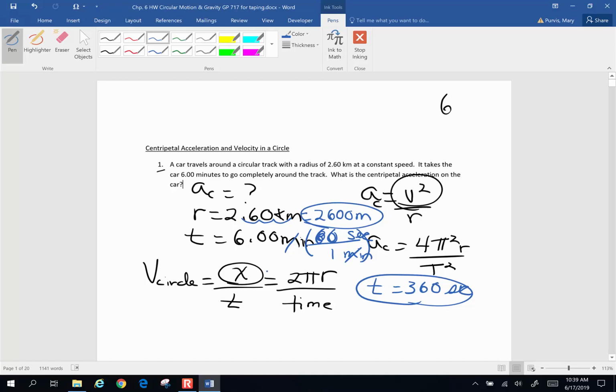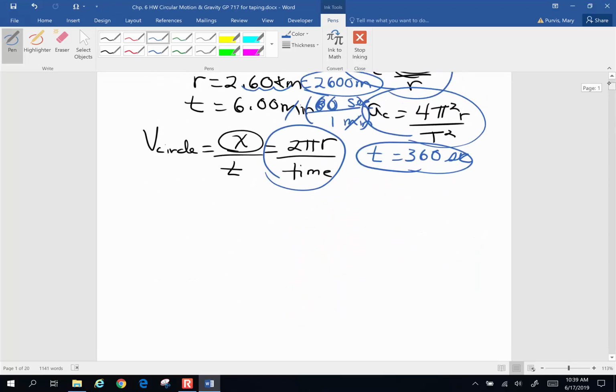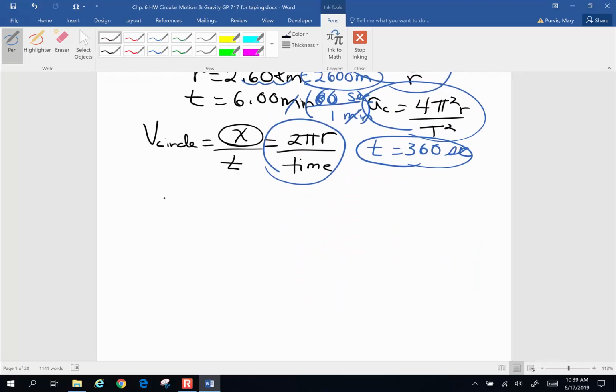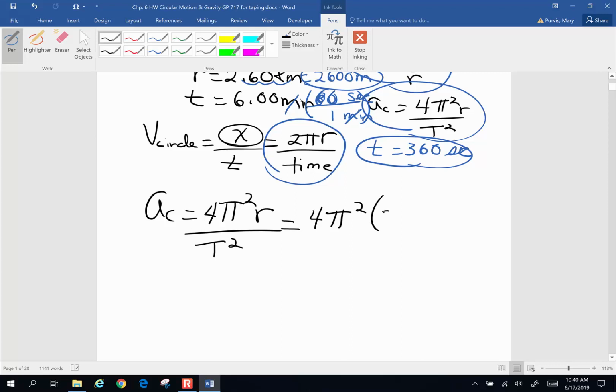Well, if I go through the juxtapositions of calculating velocity and squaring it and putting it in this equation, that's going to give me something that looks a lot like this. And that's where that centripetal acceleration equation actually came from in the first place. So that's why that centripetal acceleration equation is so handy. 4 pi squared r, r is the radius, and t, the period, is the time to go around. And so let's go ahead and just put in what we know. 4 pi squared, the radius we found was 2,600 meters, and the time to go around once was 360 seconds, but we have to square that bottom.